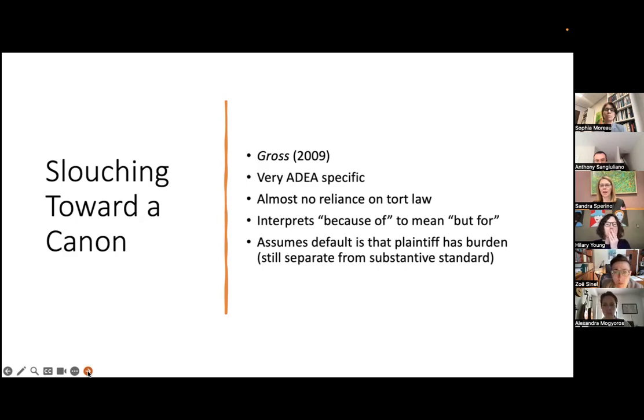Now notice what we have now going on. In Title VII, we have the language because of, which doesn't mean but for cause. And now in the Age Act, the words because of do mean but for cause. Now, one of the things that's interesting about Gross is while it does assume that the plaintiff is the default bearer of the obligation, it still sees the substantive standard as a separate question. So it separately takes on the who has the obligation question from what the substantive standard is.